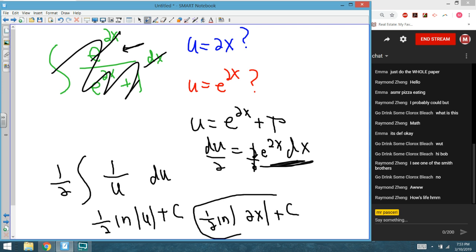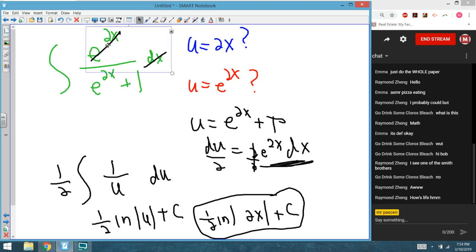Now this is the right answer, but I want to take you down another road. I want to talk to you about what happens if you were to take the u equals 2x approach. Could it work? Maybe. I don't know.